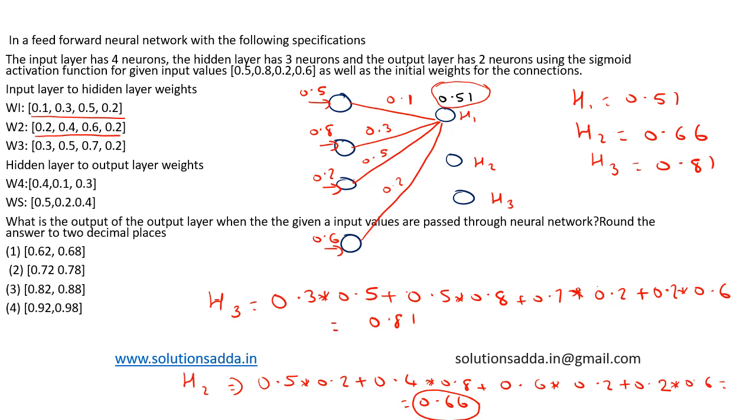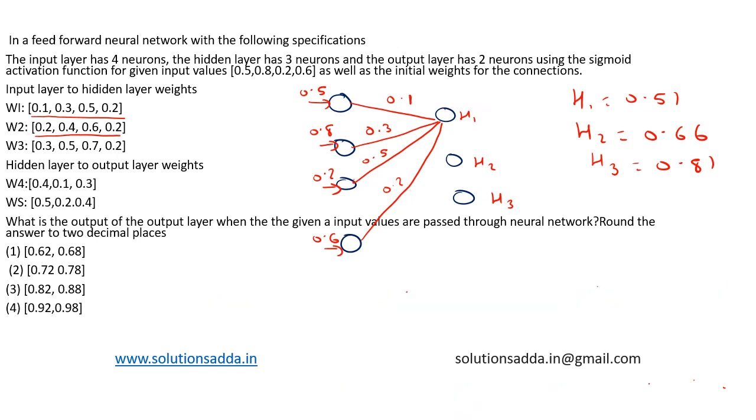Now let's calculate the activation function's value. So the activation function A1 for H1 is 1 by 1 plus e raised to minus x, and x here is 0.51. So A1 will be 1 by 1 plus e raised to minus 0.51. This will be equal to 0.624. This will be the final value of H1, 0.624.